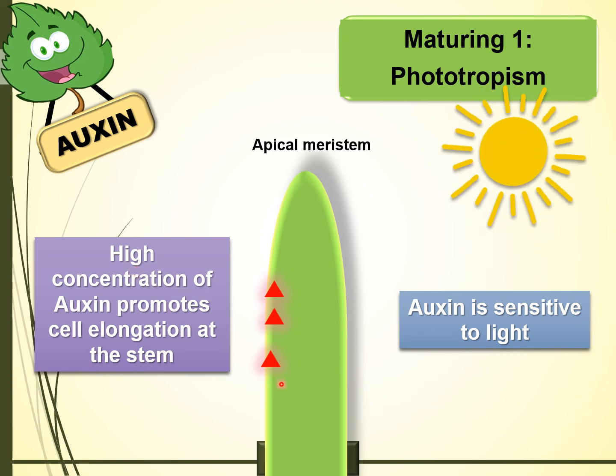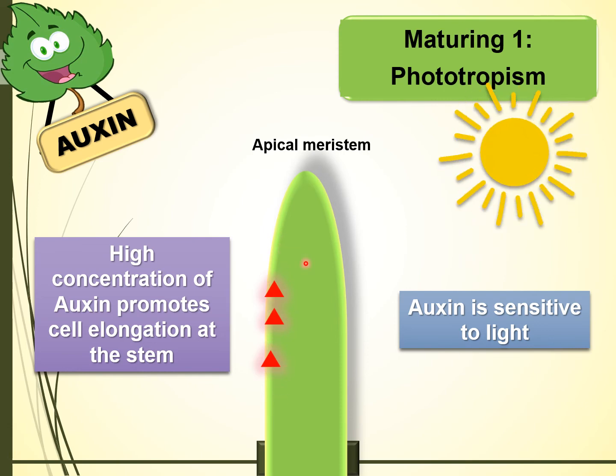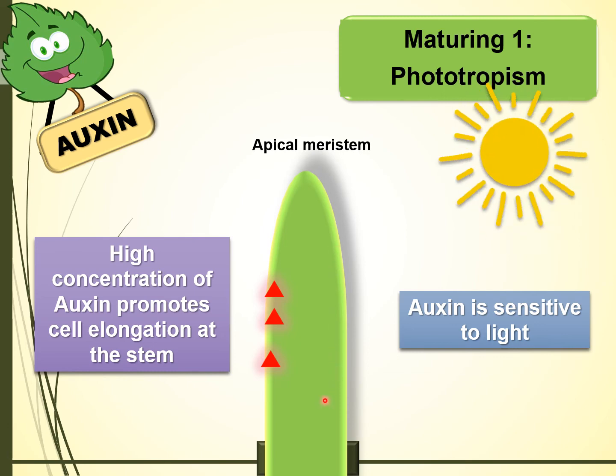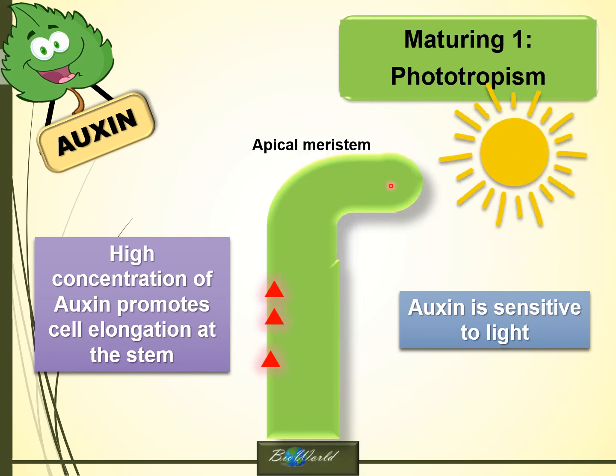So that means this part of the stem, the cells are going to get longer, whereas this part that has very little auxin is not going to be so long. So as the stem elongates, it will have to bend towards the sun. So this is what we call as phototropism.